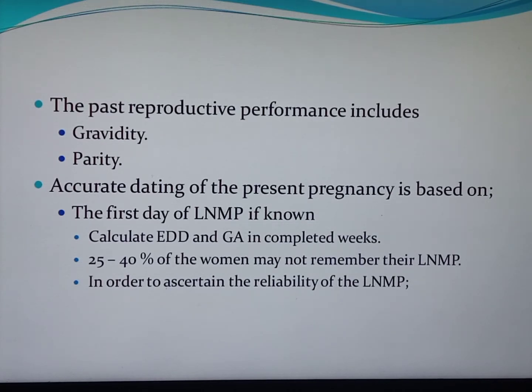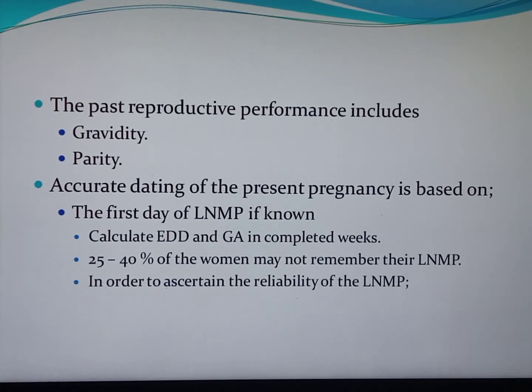Accurate dating of the present pregnancy is also a very important component. It is based on the first day of the LNMP if the woman remembers. But the problem is that 25 to 40% of women may not remember the first date of their last normal menstrual period. If a woman knows the first date, we can calculate the EDD and gestational age in completed weeks. Before calculating the EDD, expected date of delivery, and the gestational age, it is very important to ascertain the reliability of the LNMP. So how can we ascertain the reliability?